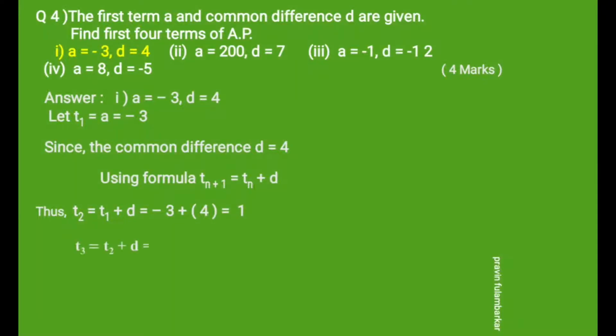So we find third term. Third term T3 equals T2 plus D. T2 we calculated 1. Common difference is 4. So 1 plus 4 we get 5. So third term is 5. We find fourth term T4 equals T3 plus D. T3 is 5, D is 4. So 5 plus 4 we get 9. So in this way in first sub question first 4 terms are -3, 1, 5, 9.